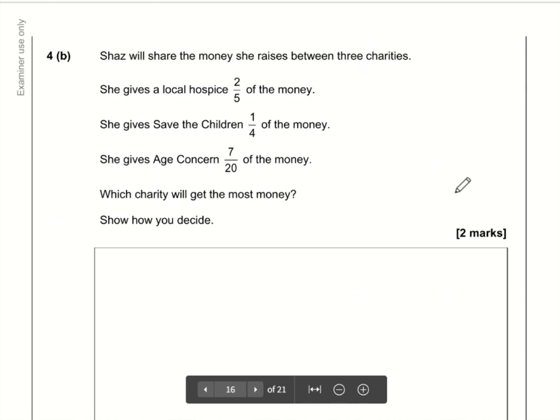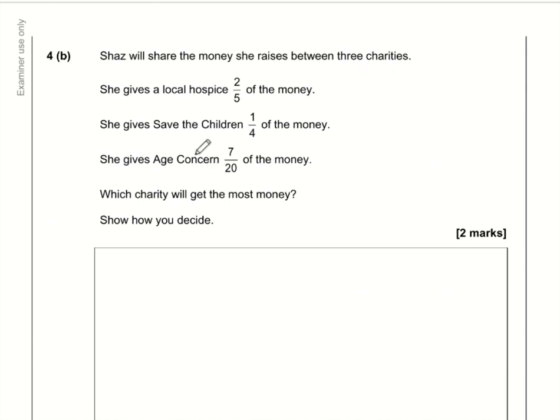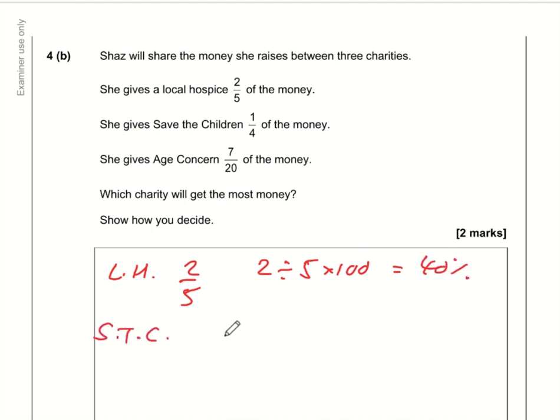Okay, so which charity gets the most money? Now, the problem is we've got fractions with different numbers on the bottom, so what I think is the easiest thing to do is turn them all into percentages. So the local hospice, LH, 2/5. To turn a fraction into a percentage, it is the top divided by bottom multiplied by 100, and that comes to 40%. Save the Children, that is 1/4.